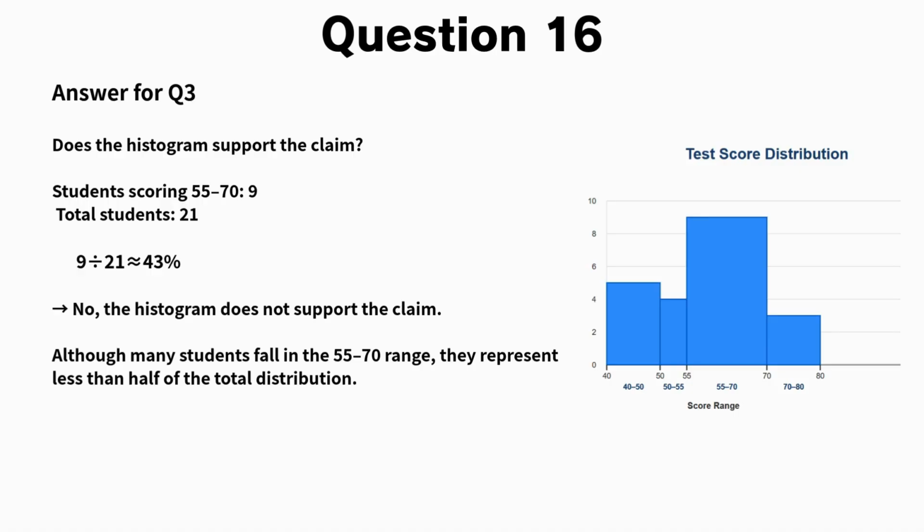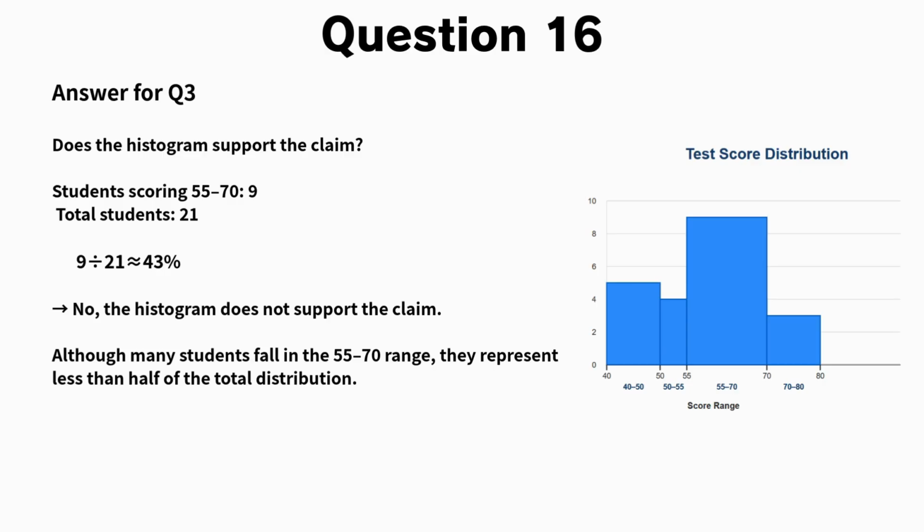Answer for question 3. No, the histogram does not support the researcher's claim. The researcher claims that students scoring 55 to 70 represent more than half of all students. Let's examine this using the data. First, count the students in the 55 to 70 interval. From the histogram, this interval contains 9 students. Next, find the total number of students. Adding all frequencies: 5 plus 4 plus 9 plus 3 equals 21 students total.